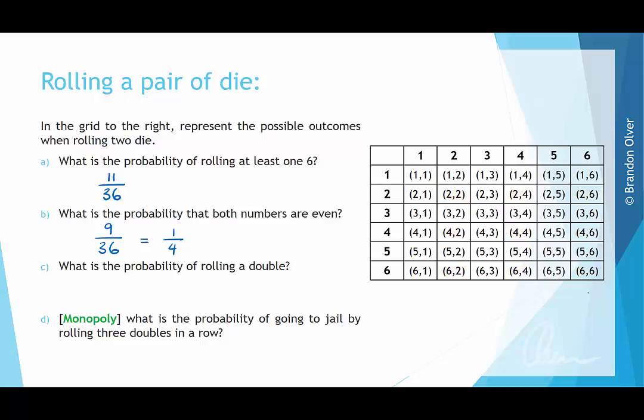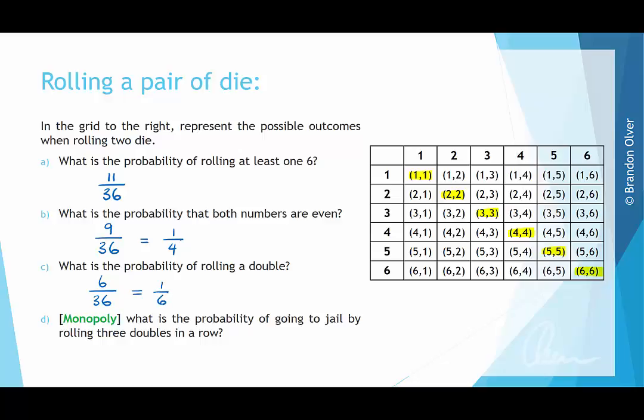For part C, we want to find the probability of rolling a double. So our doubles are on this diagonal, where you get a 1,1, 2,2, 3,3, 4,4, 5,5, and 6,6. And all up, there's 6 outcomes over a possible 36 in the sample space, which simplifies down to 1 on 6. So that's the probability of rolling a double.